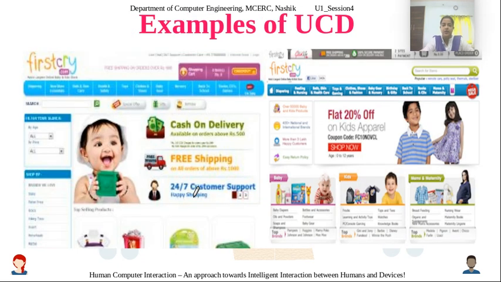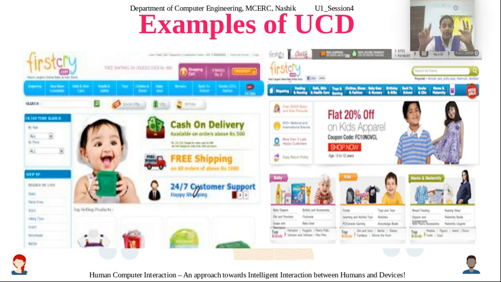Let's take one example of user centered design, how UCD can be applied. See, there is a very popular website, firstcry.com. If somebody doesn't know what firstcry is meant for, they will easily get that firstcry.com is for online shopping, majorly for infants, smaller babies and children. For their purpose, this firstcry.com is actually important.